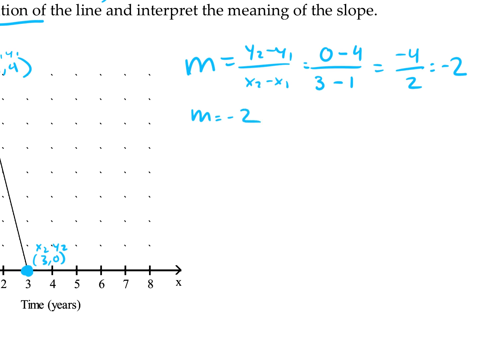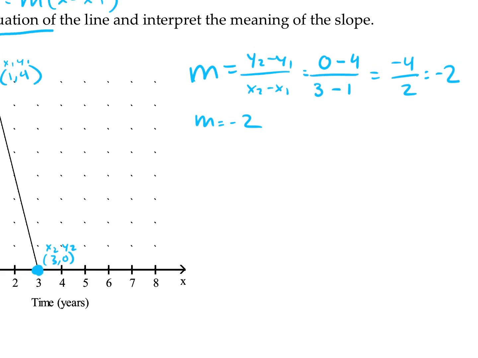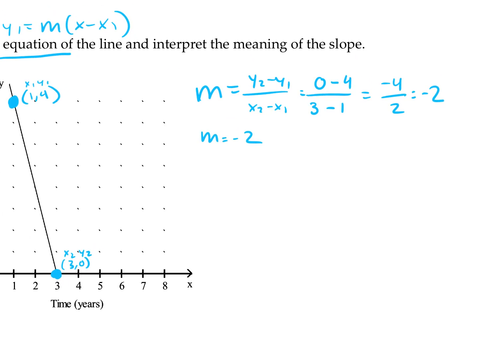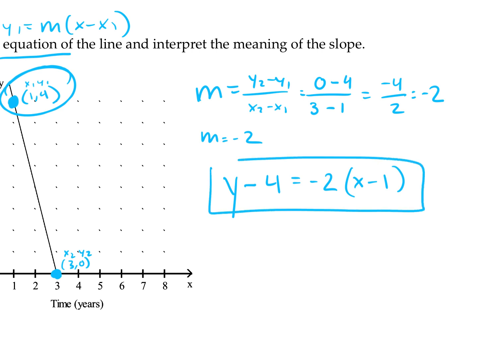Do I have enough information to plug it into an equation of a line? Yeah, I have a point. I can use either one of these points, and I have my slope. So let's plug it in. We have y minus what? What's our y1? 4. So y minus 4 is equal to negative 2 times x. What's our x1? Minus 1. So this would be fine as an equation of a line. This is point slope form.